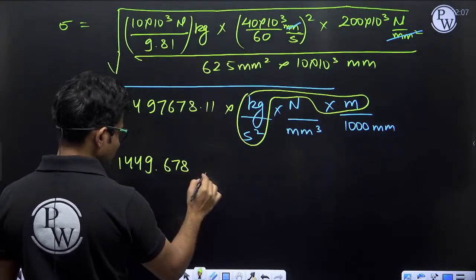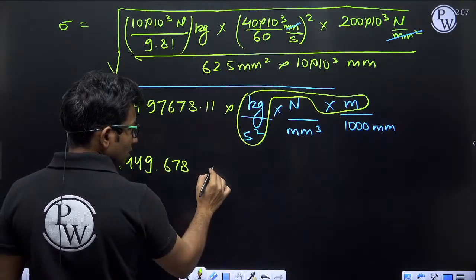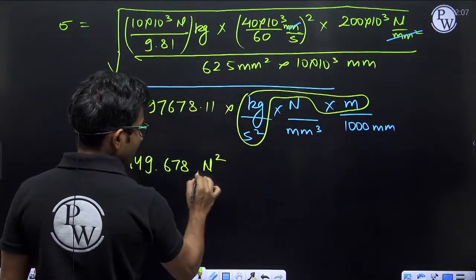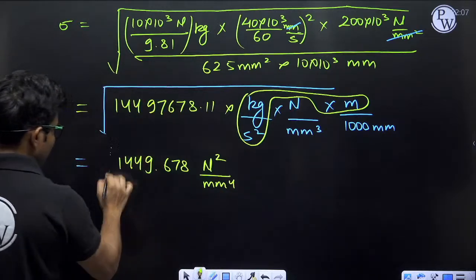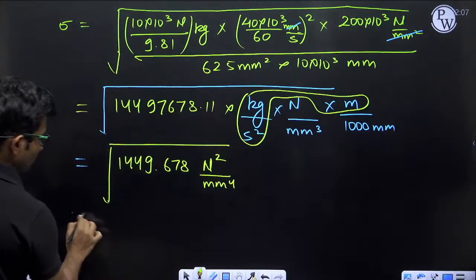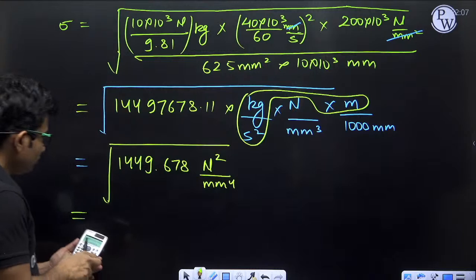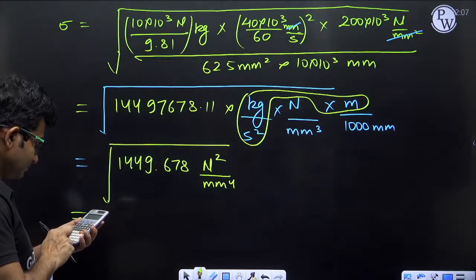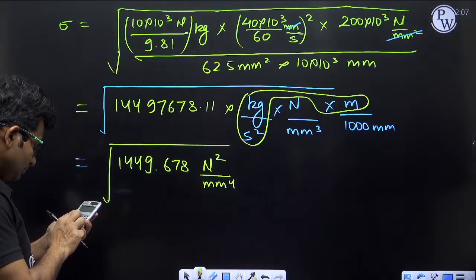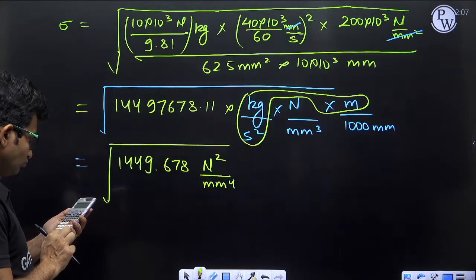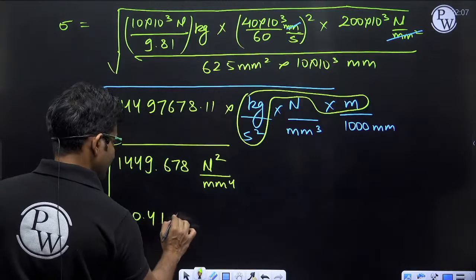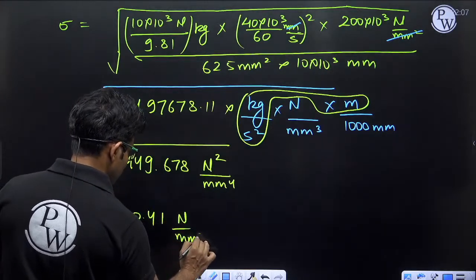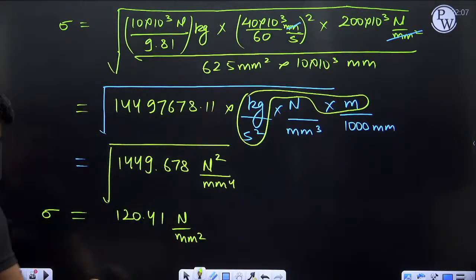14497.678 Newton square per mm to the power 4, and under root of the whole thing. So under root of this, we get 120.41 Newton per mm square. So this is sigma.